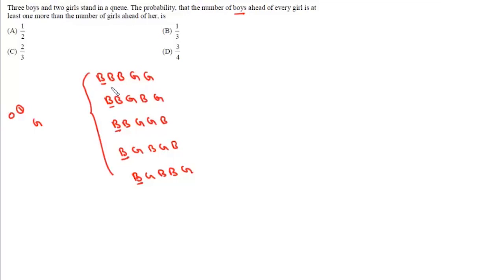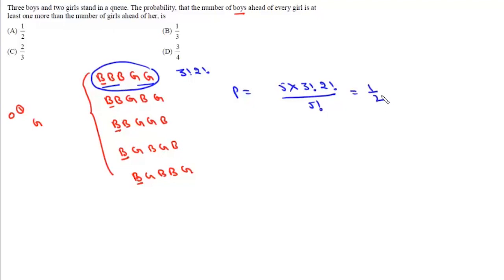Now in each arrangement, we have 3 places for boys and 2 places for girls, and they can be arranged in factorial 3 into factorial 2 ways. So the total number of ways of arranging them with the given condition will be simply 5 into factorial 3 into factorial 2 divided by the total number of ways. Now the total number of ways of arranging these 5 people will be simply factorial 5. So this probability will be nothing but 1 by 2, and that's your option A.